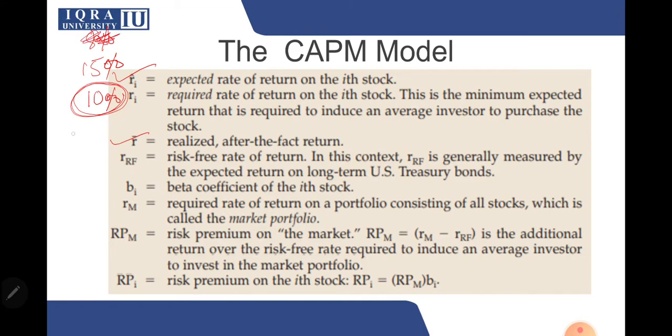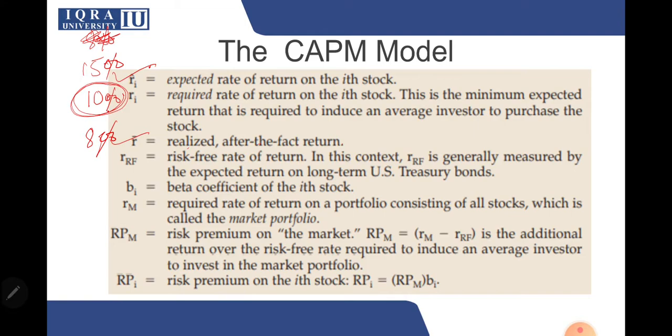Now, it might be possible that your requirement was 10% and you expected that it will give you a 15% return. But something went wrong. Maybe there was a strike or something, due to which the realized, after the fact, return was different. So after 1 year, you calculated your return and it came out to be only 8%. So realized is something that has actually happened.